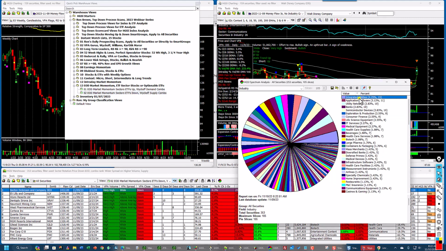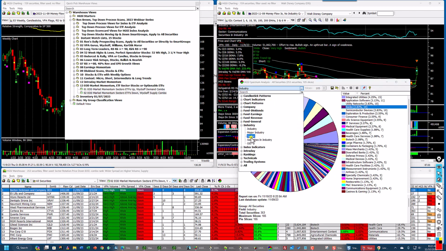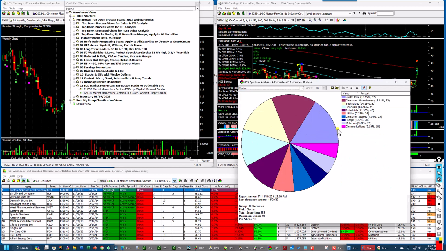And where was the weakness? Integrated utilities, application software, utility networks, and so on. Now these are the industries. Since I'm working with sectors, it probably makes more sense to use the sector view. Healthcare was weak. Consumer discretionary was weak. A lot of technology stocks were weak.